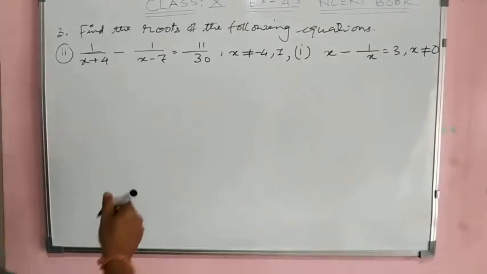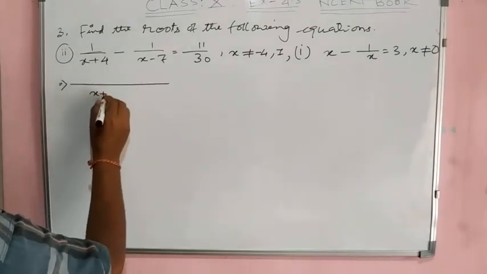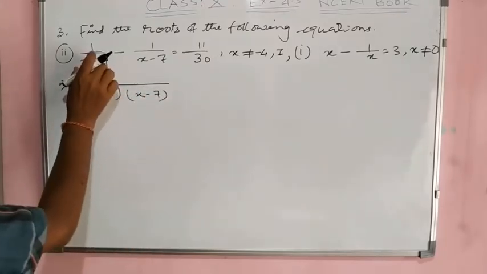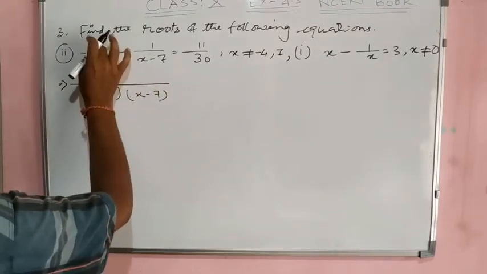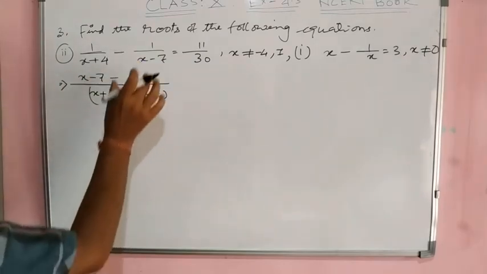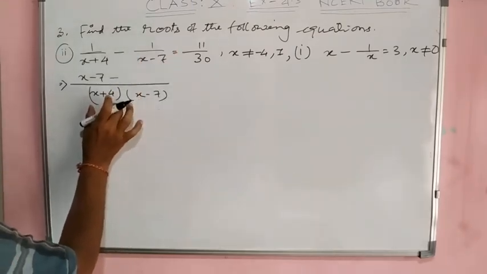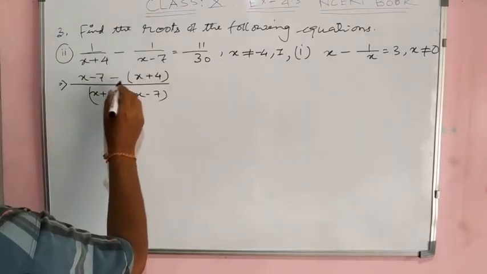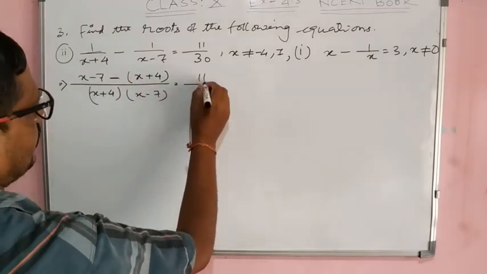So see this question number 2. Let us take the LCM. The LCM will be (x plus 4) whole into (x minus 7). We have to divide this LCM by this, so this and this will cancel, and this will remain. This multiplied with 1, so we get x minus 7, minus. Again we divide this LCM by this, so this and this cancel. On division, this will remain, and we multiply it with this. So we get x plus 4, but we have to put a bracket because there is a minus. This minus will work for the total, that is why we have to put a minus here.